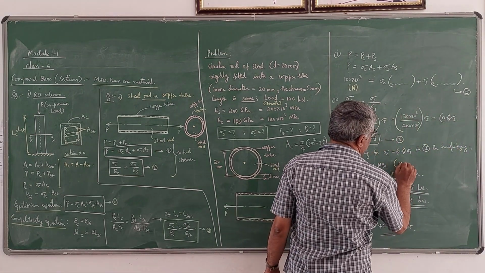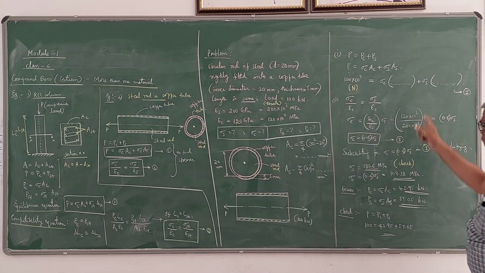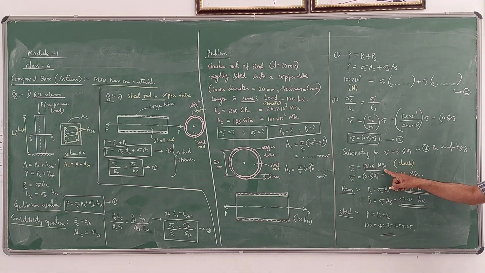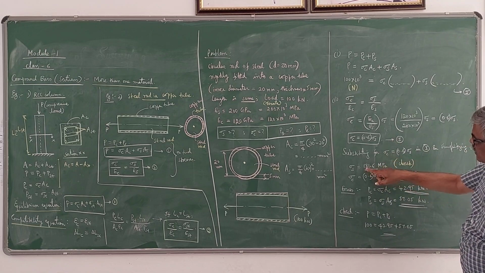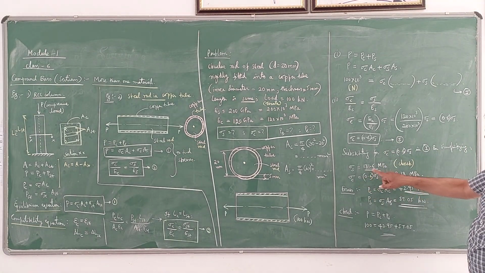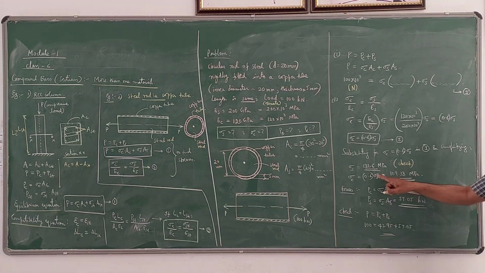Please check this value after getting the values of AC and AS. 181.6 MPa means Newton per mm square. That is the stress that is going to develop in the steel rod. Then substitute for sigma S here and get the value of sigma C. 0.6 times this is 109.38 Newton per mm square. So that is the stress in copper.